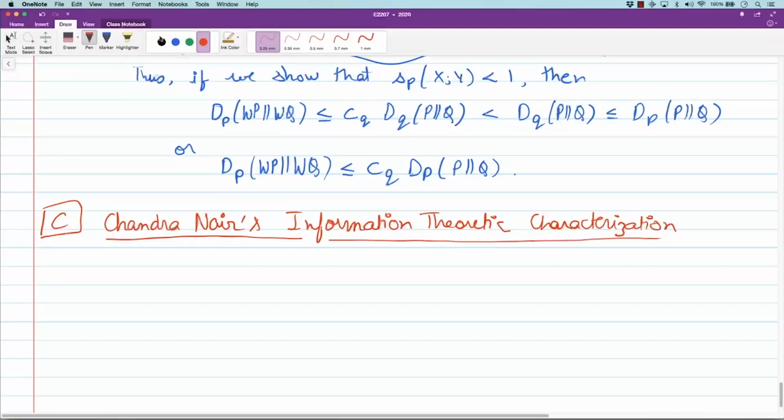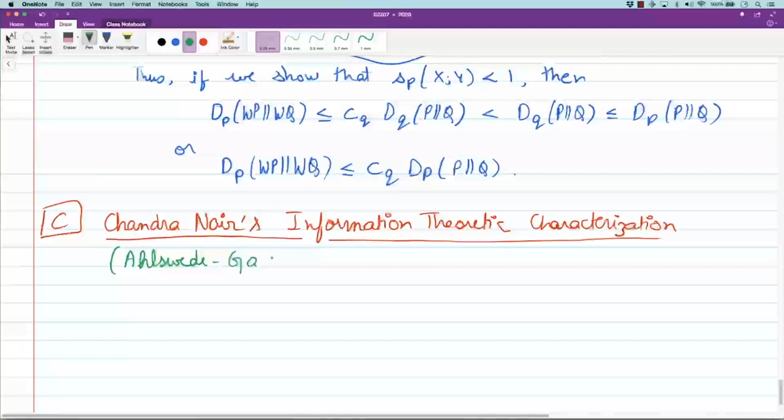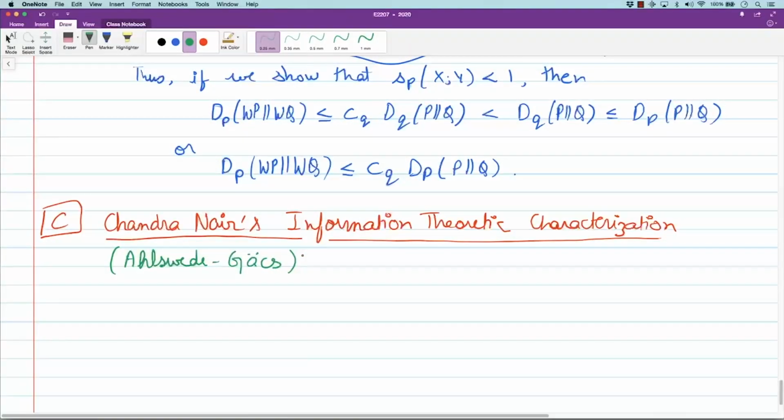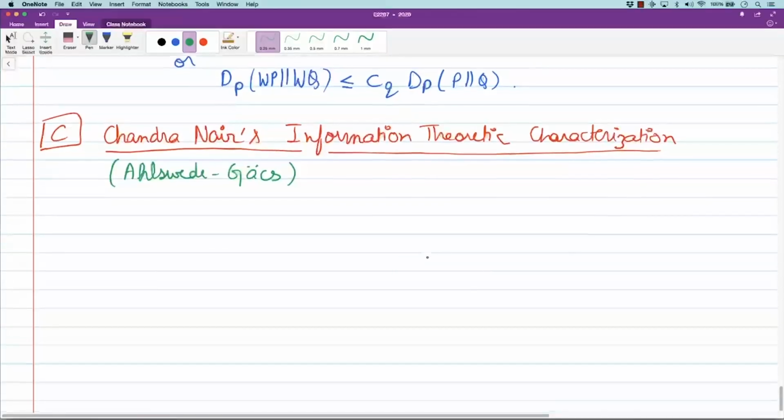I would like to remark that some of these results were already available in earlier work of Ahlswede and Gács from the 70s, and this is a recent paper from 2015 or so. I can't remember the year. It's a conference paper.